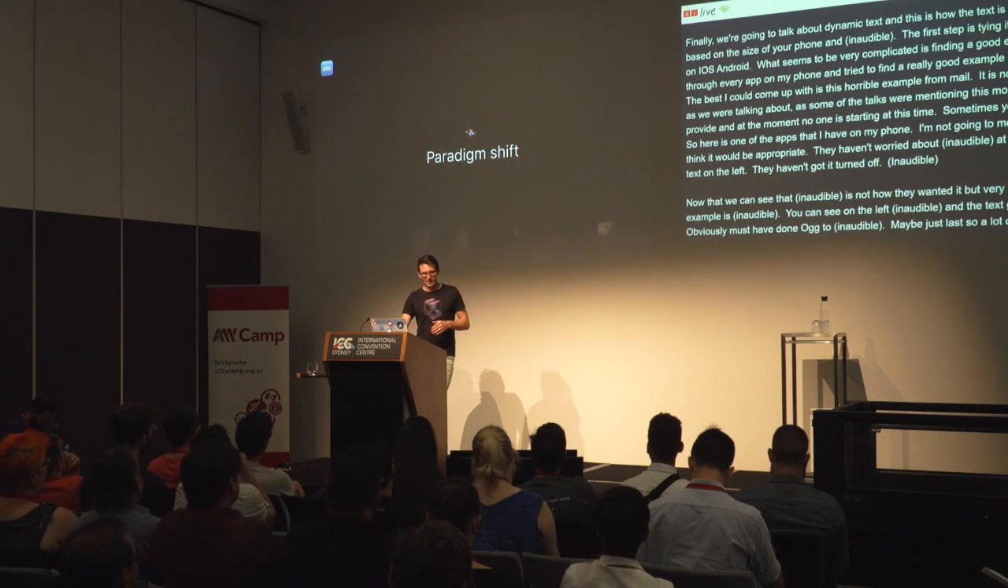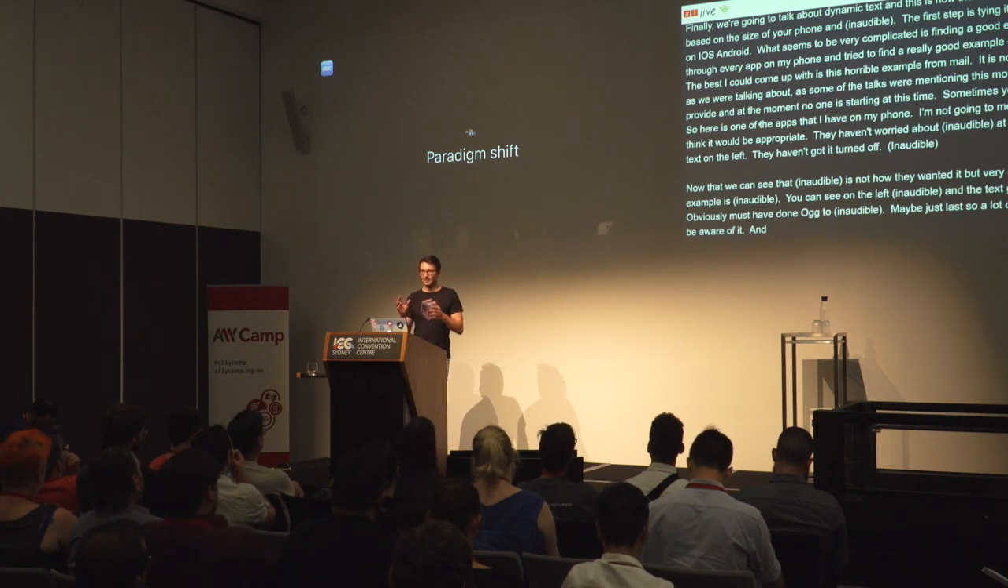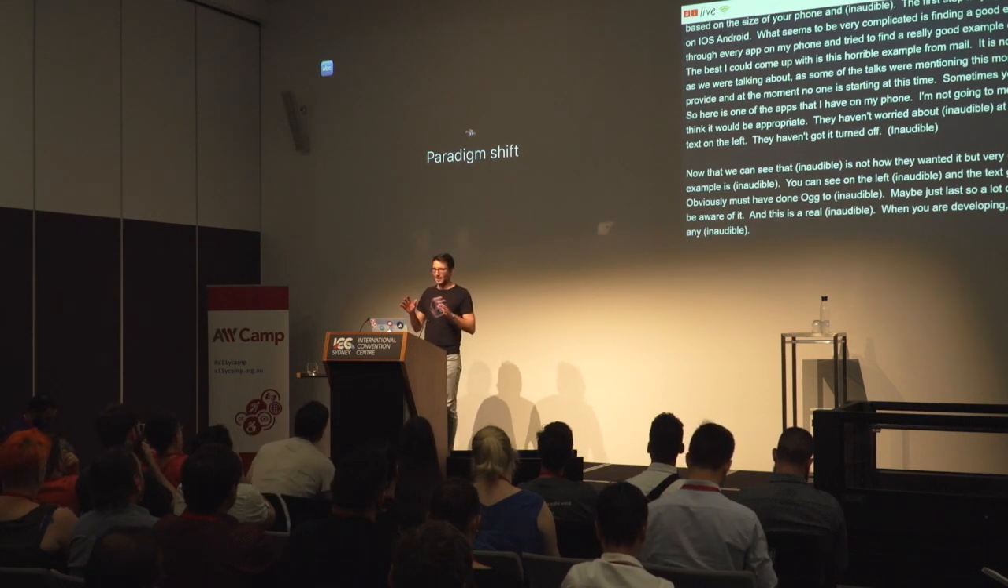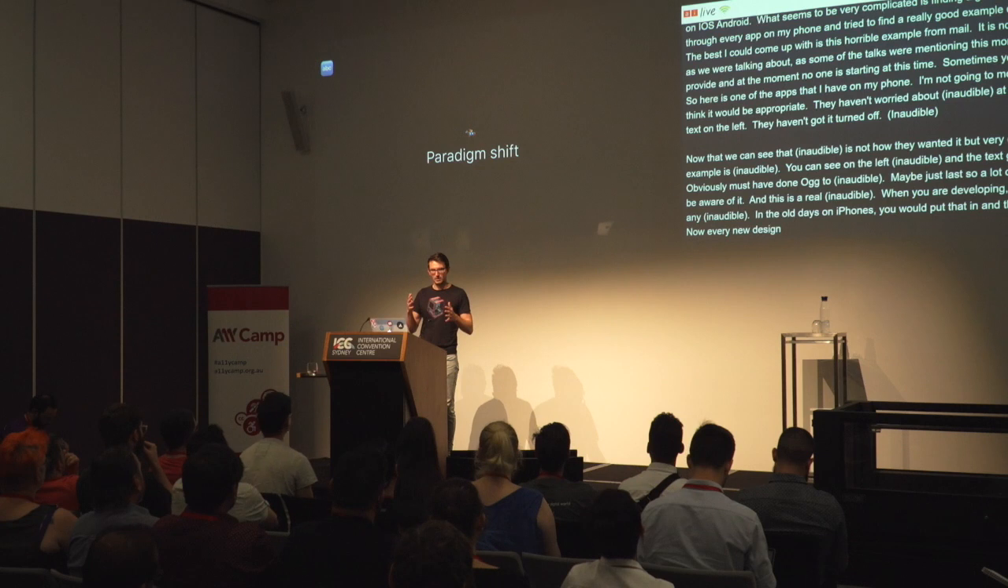And this is a real paradigm shift for both developers and designers. When you're developing, you have to get rid of any hard-coded values. In the old days on iPhone, a cell was 44 pixels high, and you'd just put that in and then design everything around that. Now, every view that you design has to be able to just come out the bottom. Maybe you've got to put it in a scroll view.